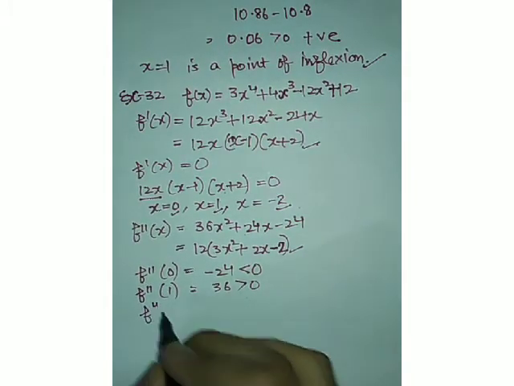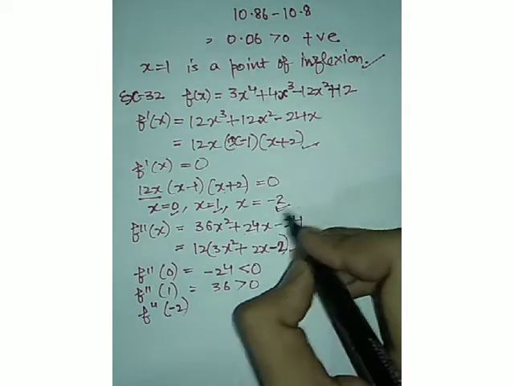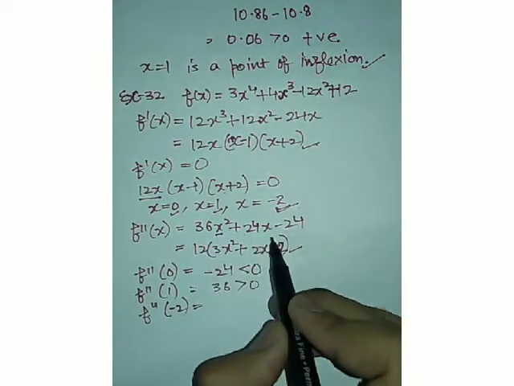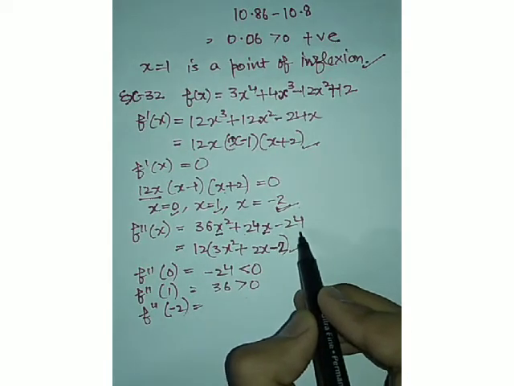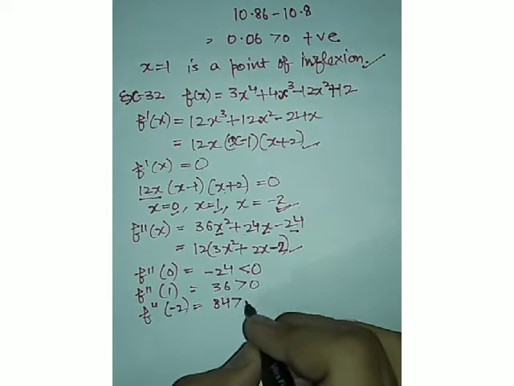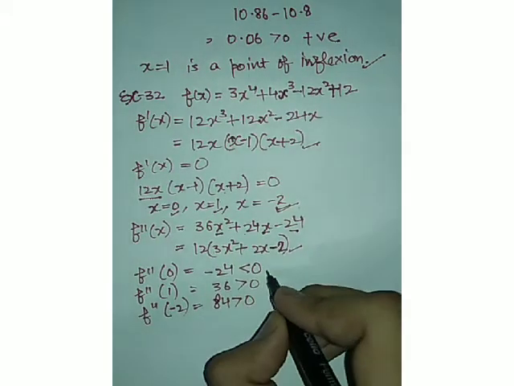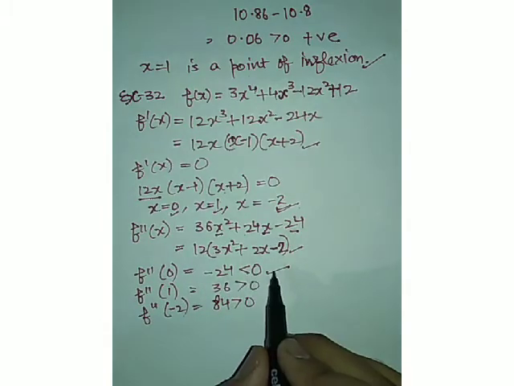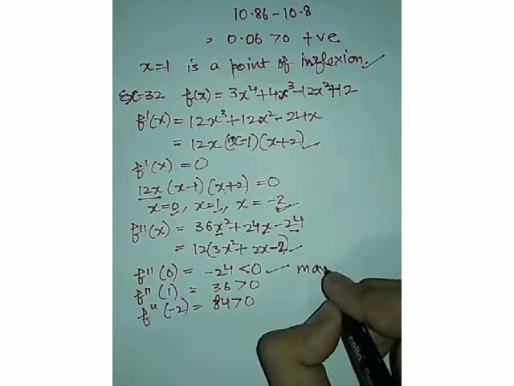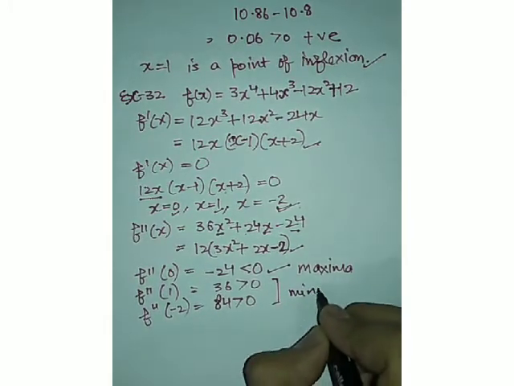And f double dash minus 2, because that is our third critical point. So when you put minus 2, this will become positive, this will become negative, and this will become negative, and the answer is coming out to be 84 according to the book. All right, so you will get 84. Now at this point, it is less than 0, that is why it's a point of local maxima. Now these 2 points are of local minima.